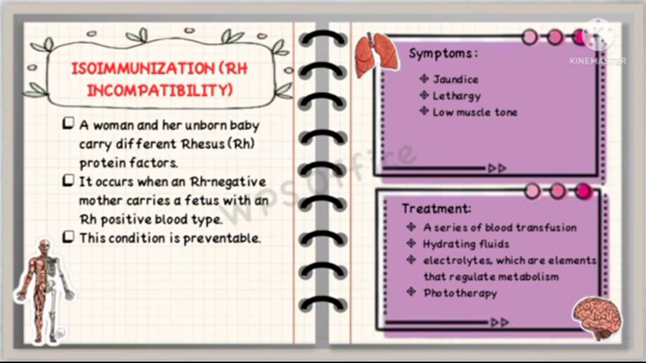So next, how is Rh incompatibility treated? Treatment focuses on preventing the effects of the incompatibility. In mild cases, the baby can be treated after birth with a series of blood transfusions, hydrating fluids, electrolytes, which are elements that regulate metabolism, and phototherapy. Phototherapy involves keeping your baby near fluorescent lights to help reduce the bilirubin in their blood. This procedure is repeated until the excess bilirubin in the baby's blood is removed.